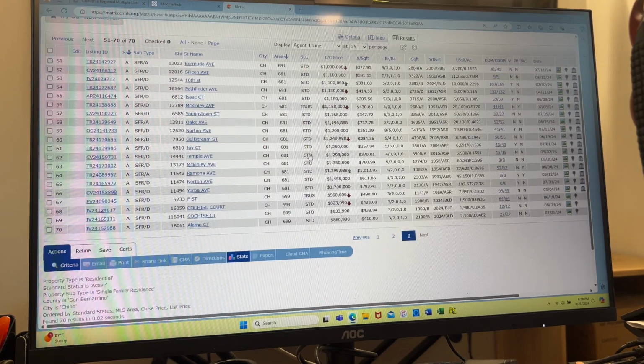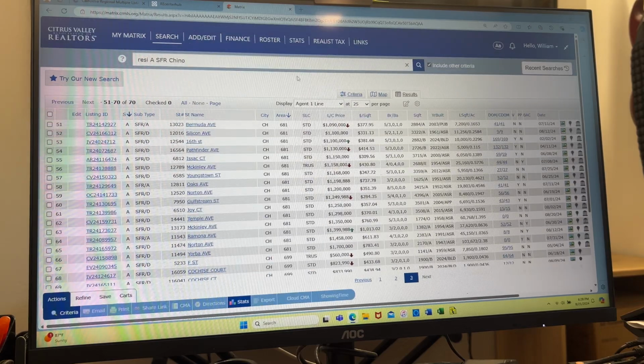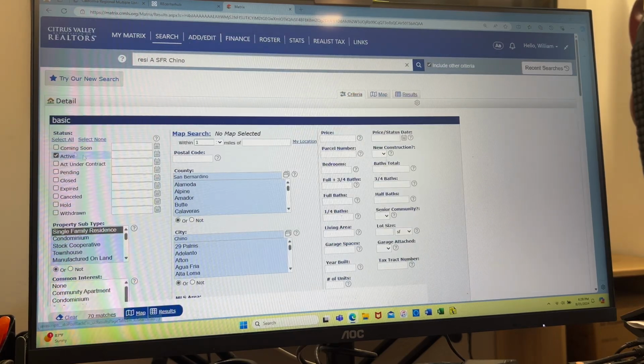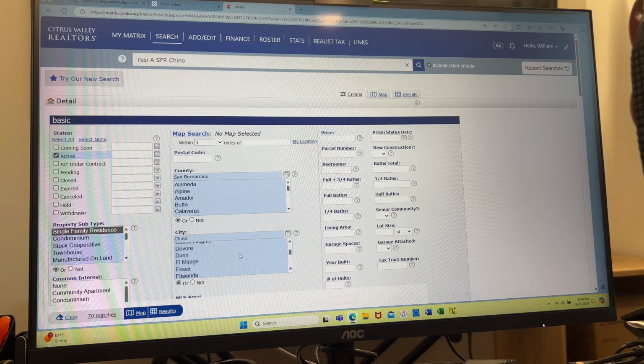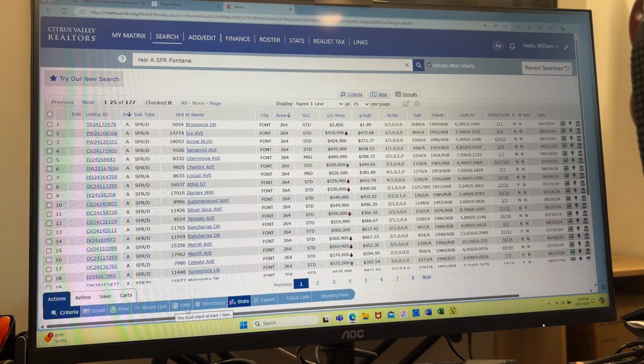So let's pick another city. Let's just say we go back to criteria. Instead of Chino, we're going to go to Ontario or Fontana, and I'm picking areas that still have activity. You have 177 matches there, so okay, let's go to the results here. This is Fontana. There's 177 listings.